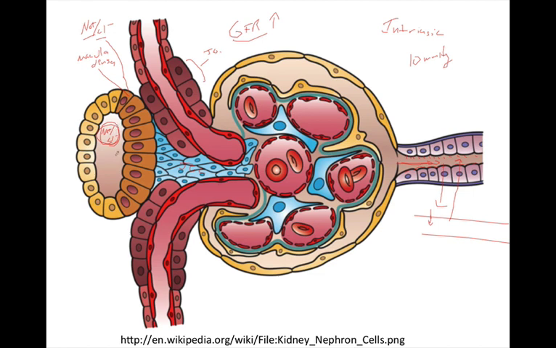So then what'll happen, now how this works is still not well understood. But basically what we do know is the juxtaglomerular apparatus will cause the afferent arteriole to constrict. What it'll do is release chemicals. These juxtaglomerular cells will release chemicals.